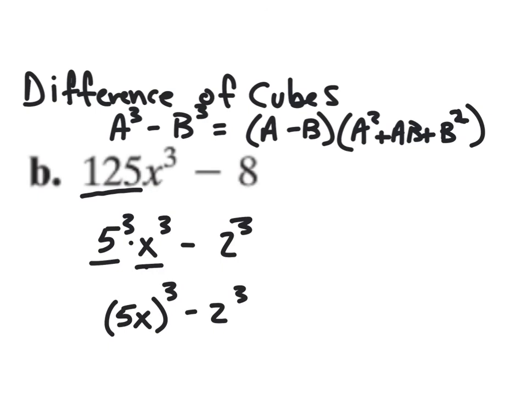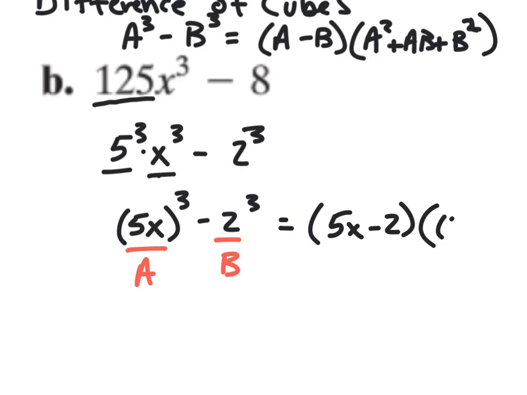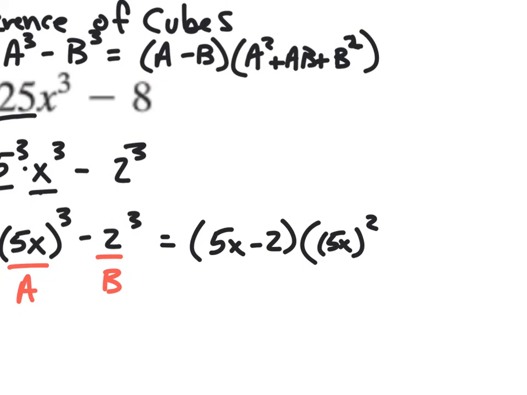Okay, so from here, what I notice is that this value here is my a value, this value here is my b value. Okay, so as a result, I can factor this. And so I'm going to get a minus b, so I'm going to get 5x minus 2, and then I'm going to get the quantity a, so 5x squared, plus 2 times 5x, and then plus 2 squared, okay?